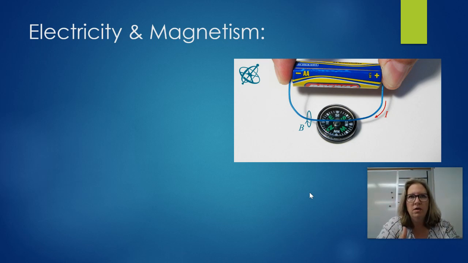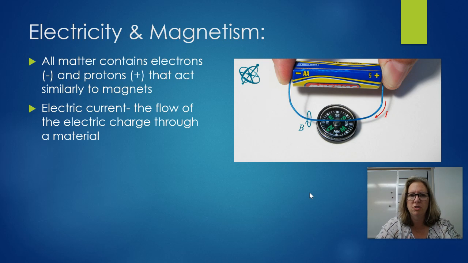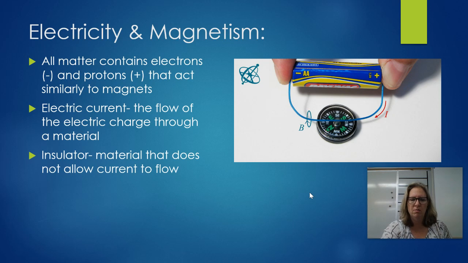Keeping our connection between electricity and magnetism, it's important to note that all matter contains electrons, which give it the negative charge, and protons, which give it the positive charge. That's what causes things to act similarly to magnets, with opposites attracting and the same charges repelling. Electric current is the flow of that charge through a material. We typically have wires that allow electricity to flow through, and that's known as an electric current. We'll talk more about that in the next slide.